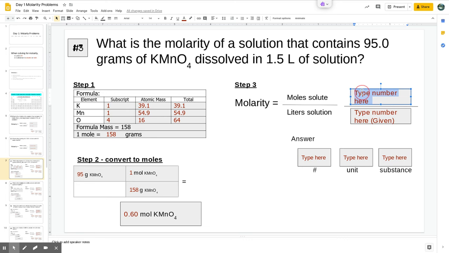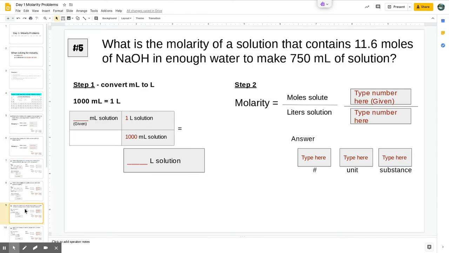So I can put 0.6, and my liters comes from the question up here, 1.5 liters. So 0.6 divided by 1.5, you'll put that number answer in this first box. And this entire lesson, every time you're solving for molarity, capital M will be your unit and solution will be your substance. All right, one more example.